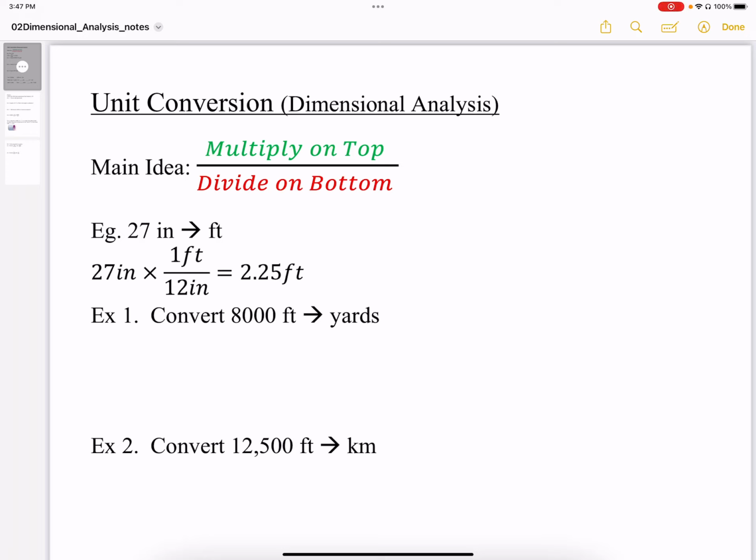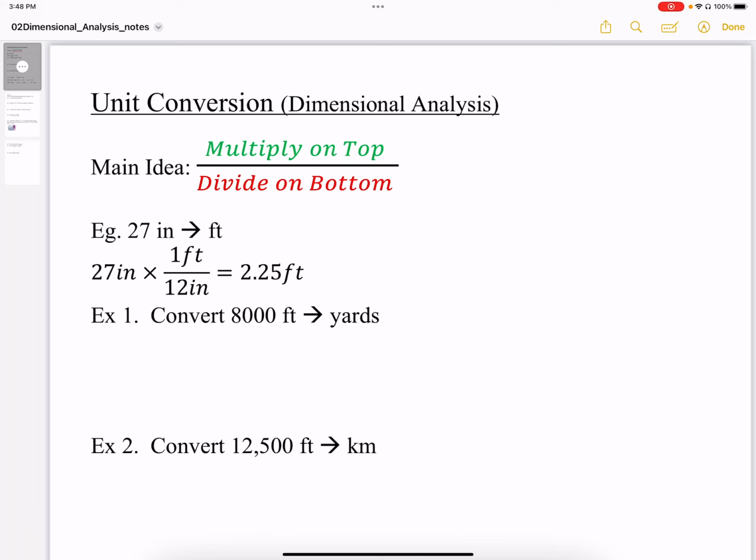When we're doing unit conversions, also called dimensional analysis, the main idea we want to use is this idea of multiply factors are on top, divide factors are on bottom, and times and divide will cancel each other out. So when we have this example here, we want to convert 27 inches into feet.